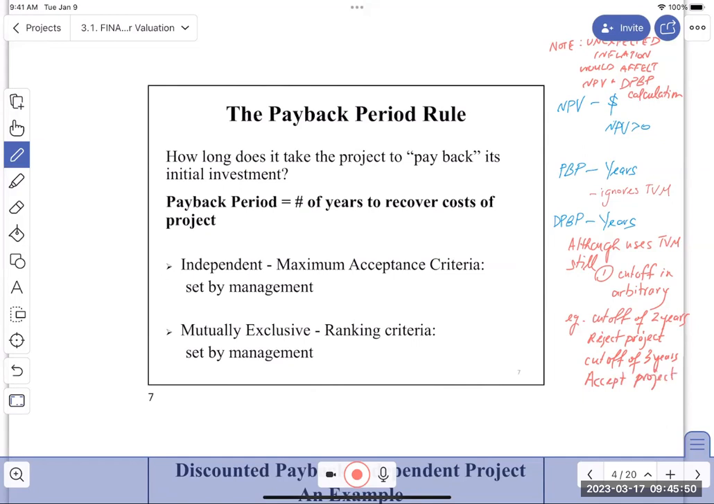And in Unit 4, we actually determine the projection of cash flows, right? Until Unit 4, I'm just giving you this projection of cash flows.